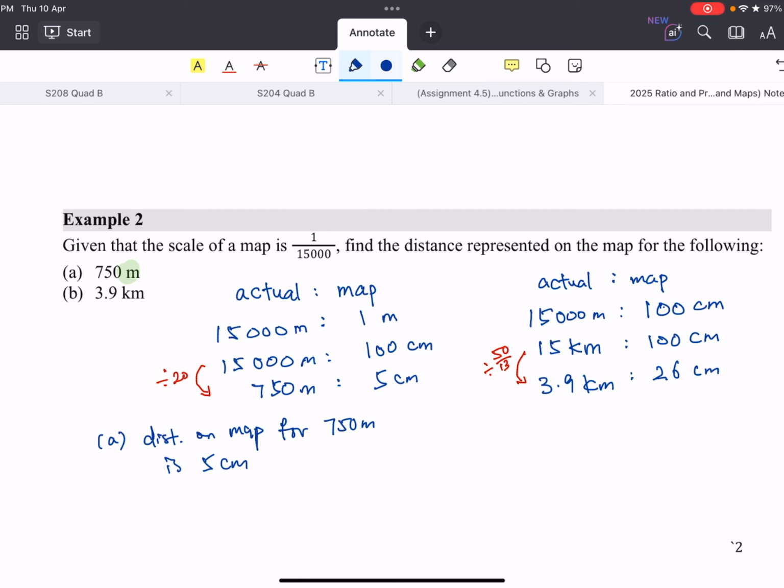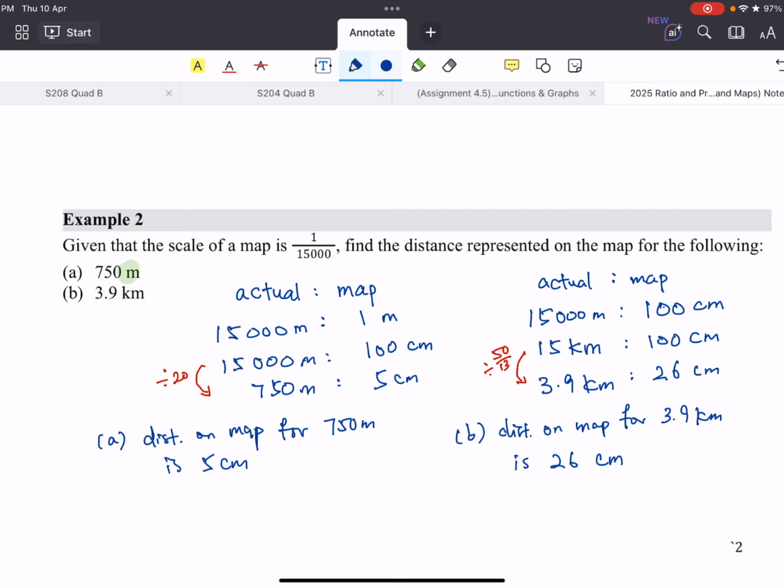So 3.9, there we go. Okay, so answer to the question, of course, right? So part B, let's see, distance on map for 3.9 kilometers is 26 centimeter, right?